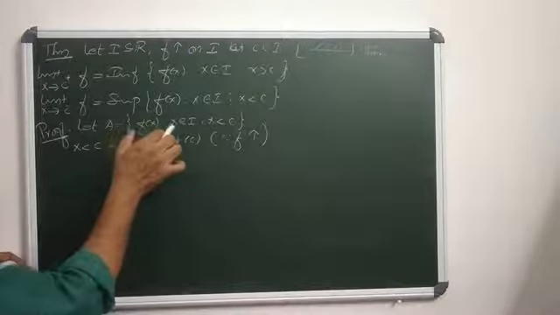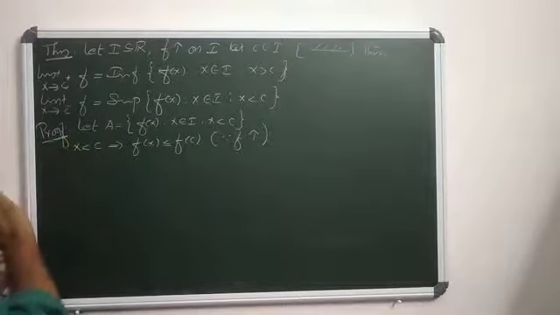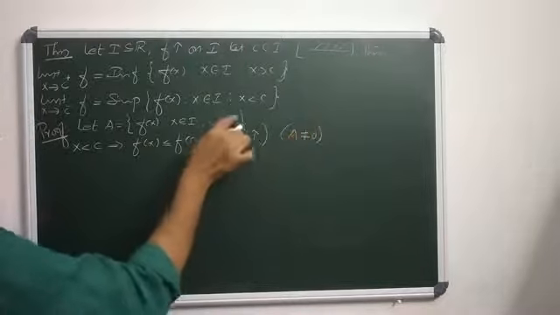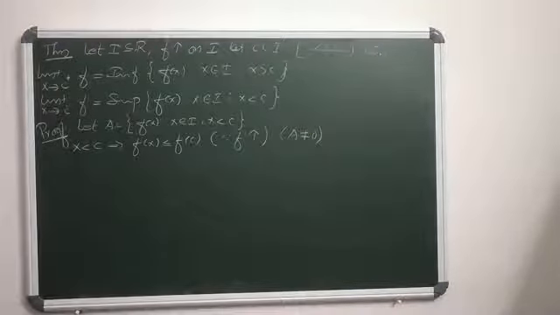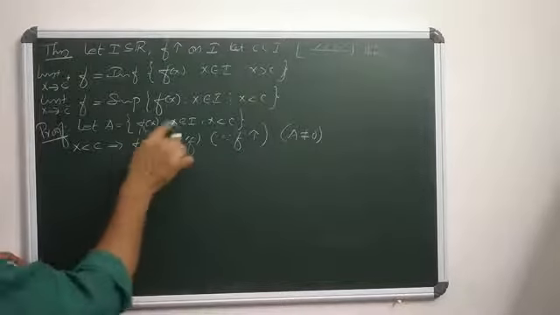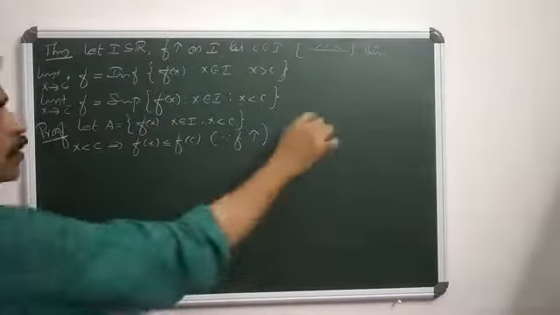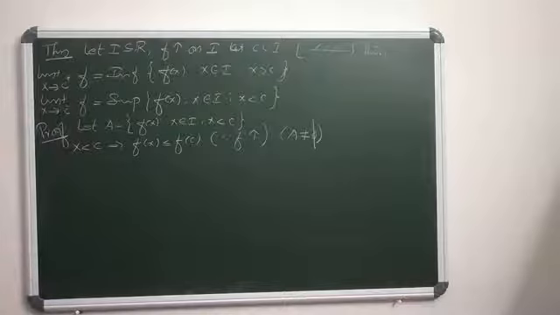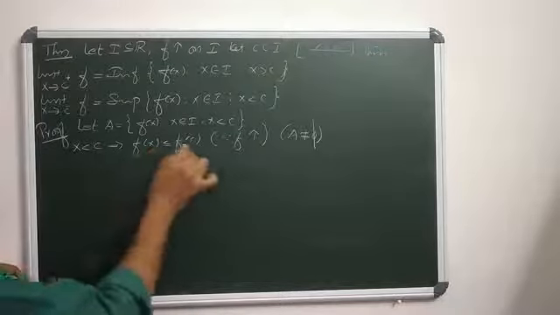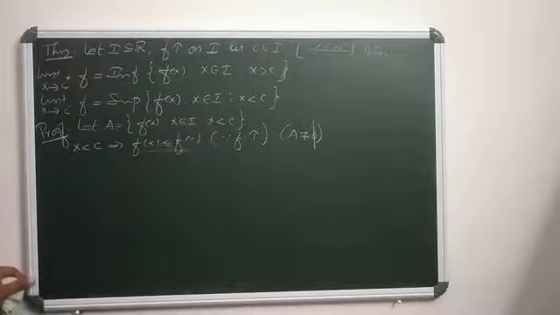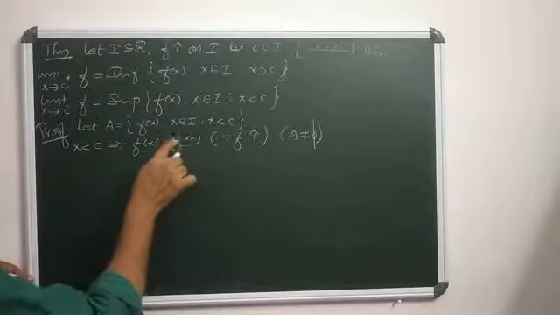What about A? Is A empty? No. A is always non-empty, because c is not an endpoint of I. Since c is not an endpoint of I and A is defined in this way, clearly A is a non-empty set. Now, f of x is less than or equal to f of c, and A is the collection of all such f of x with x less than c. So A is bounded above by f of c.